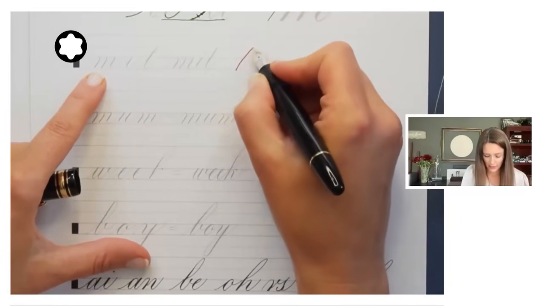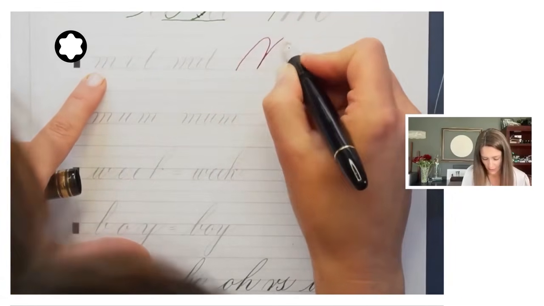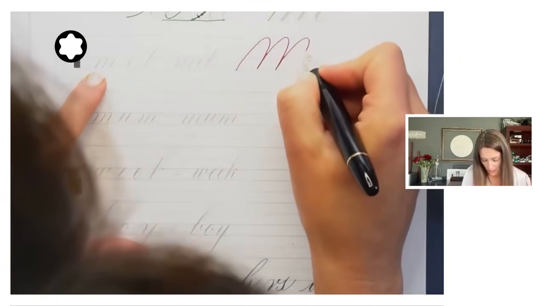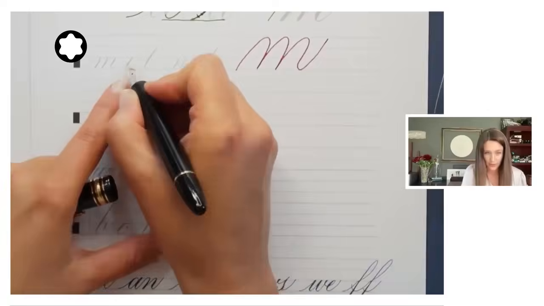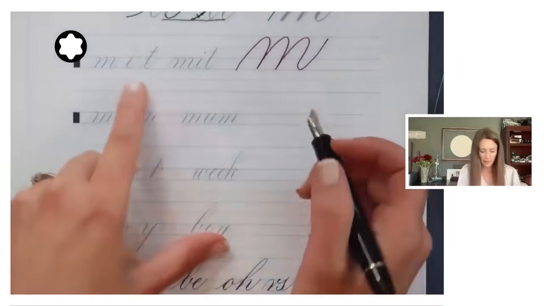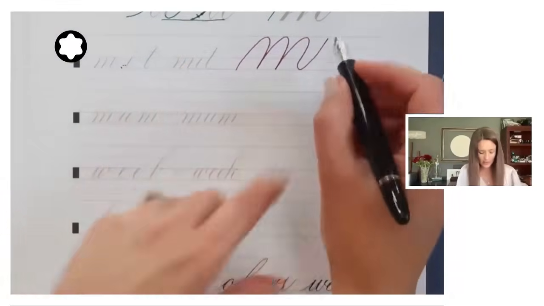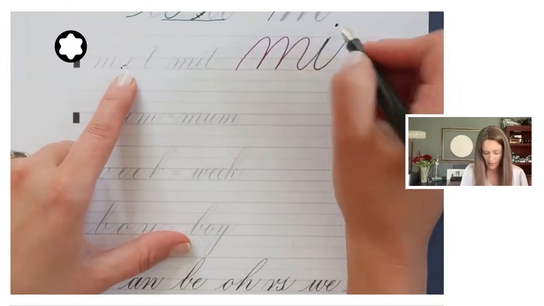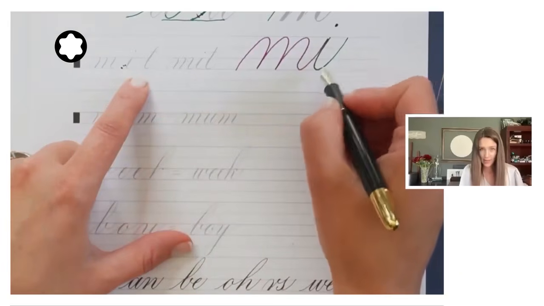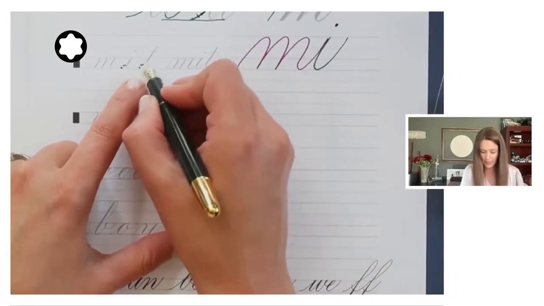Let's see, this first letter M is an overturn compound curve. So this exit stroke is going to be this first stroke of the I. Okay, so we're going to get rid of that. And the next stroke, underturn for the I. And this exit stroke of the I becomes this first stroke of the T.